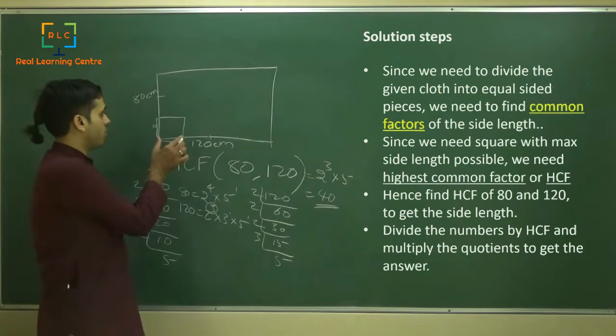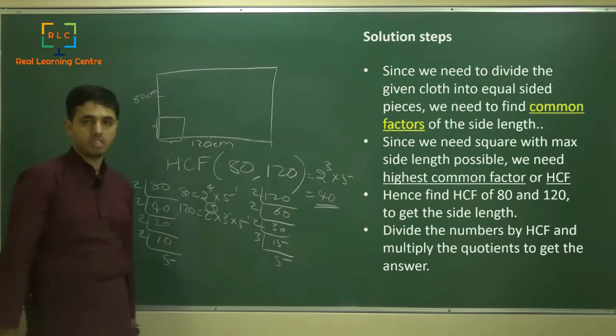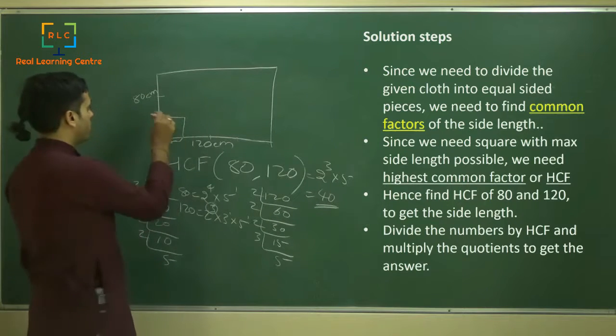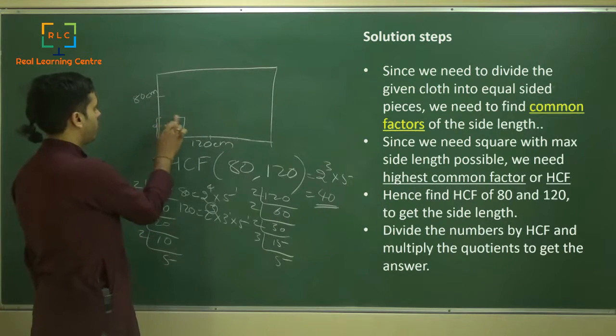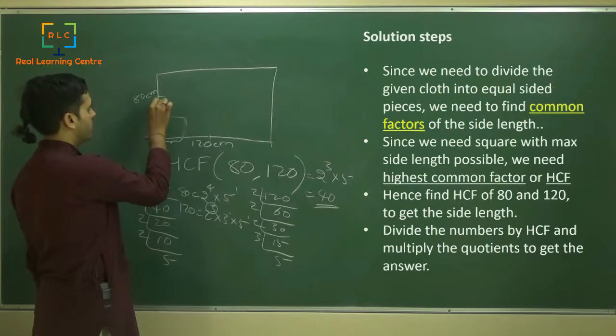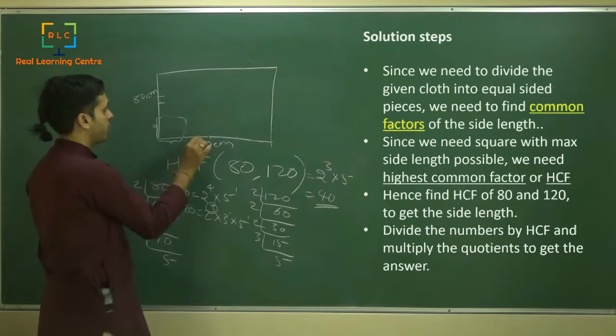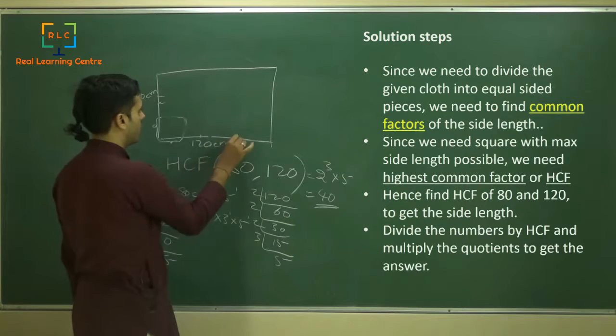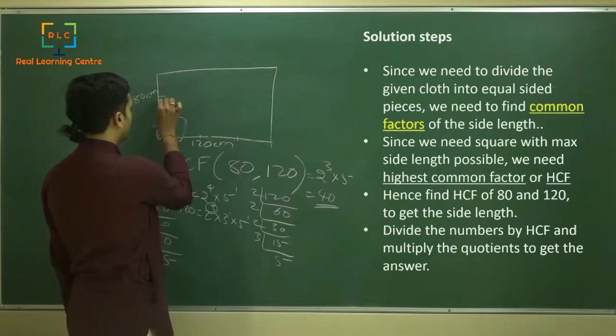So the side length of each handkerchief is 40. Since it is 40, it's about half of 80, so 40 comes here, and the 120 is split into 3 parts. Yes, so it's something like this.